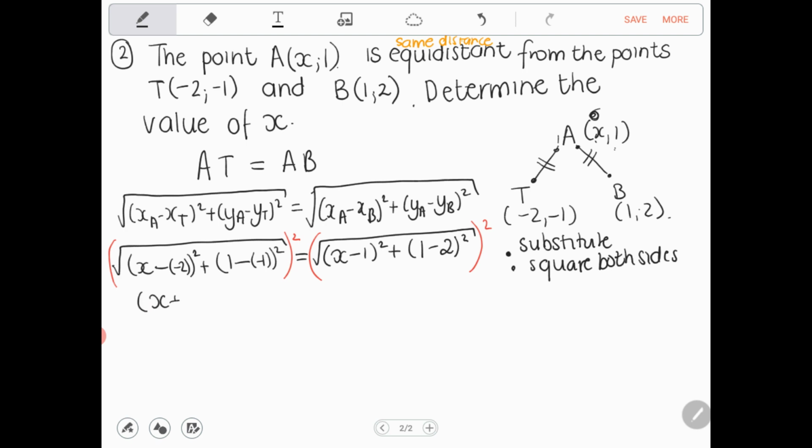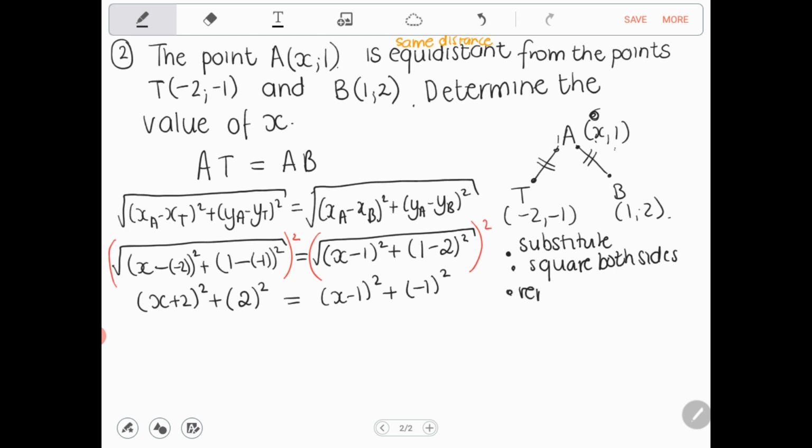What have I got here? I've got x plus 2 squared, because the negative and the negative make a positive there. And on this one, I've got 1 plus 1, which is going to give me 2. Okay, those are cancelling. What's inside my bracket? Well, nothing I can do with that right now. Here, I've got 1 minus 2, which gives me negative 1 squared.